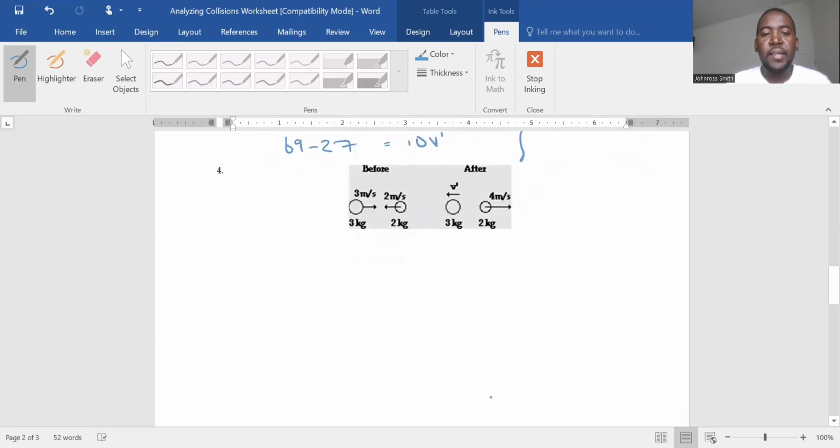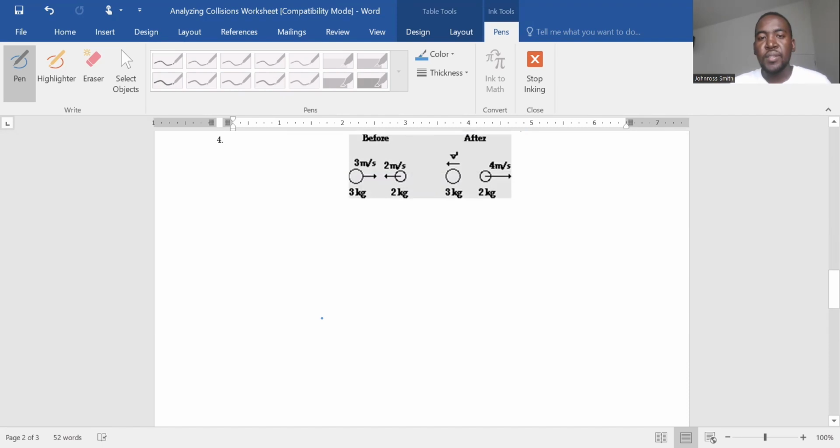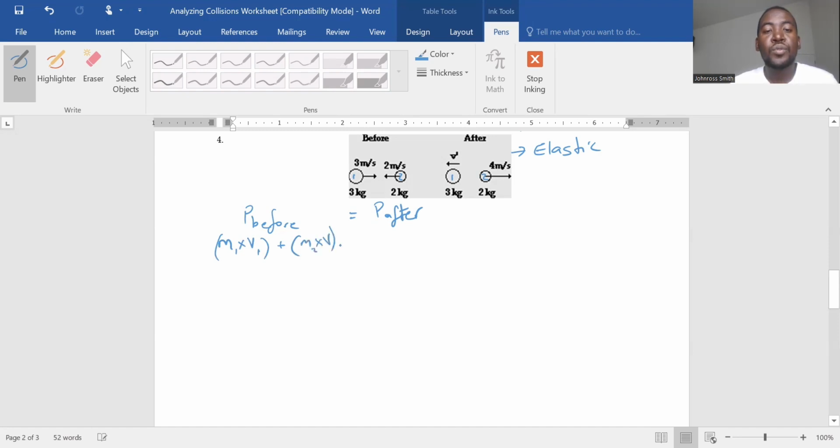All right, let's look at the second of these questions. So therefore this one is still an elastic collision because they're separate in their motion. Again, we start by saying momentum before equals momentum after. Again, we're going to call this 1 and that's 2. So it will be mass of 1 times velocity of 1 plus mass of 2 times velocity of 2.